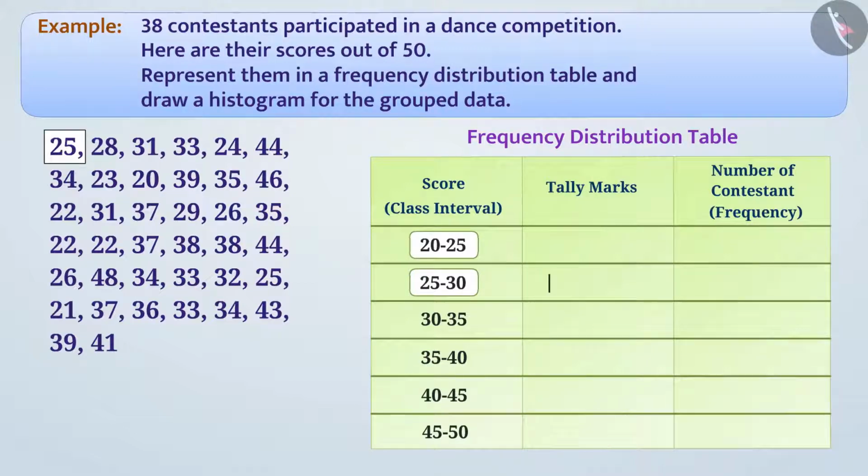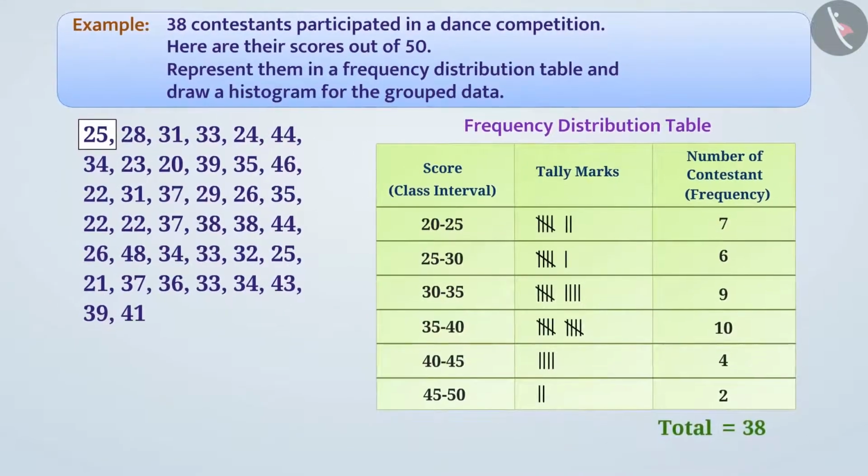In this way, we will create tally marks for all numbers. After this, we will count the tally marks from which we will find the frequency of the class interval. We will mark it in the third column. In this way, we have made a frequency distribution table.